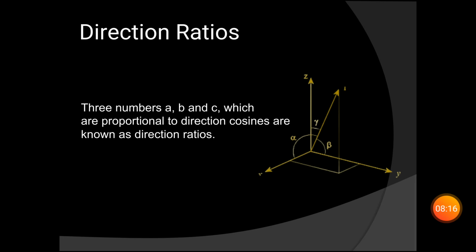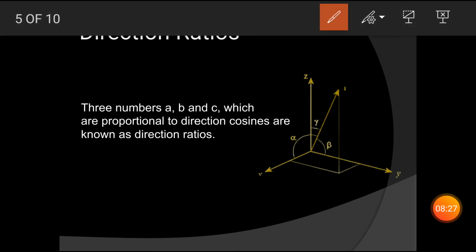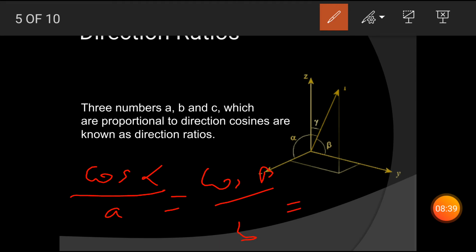Now direction ratios, very easy. Direction ratios actually are the three numbers A, B, C, which are proportional to direction cosines. It means that if we take the ratio, that is cos alpha upon A, cos beta upon B, and cos gamma upon C, it should be a constant. That constant can be any number. So this is what we want to say, that A, B, C direction ratios are the three numbers which are in proportion to our direction cosines.